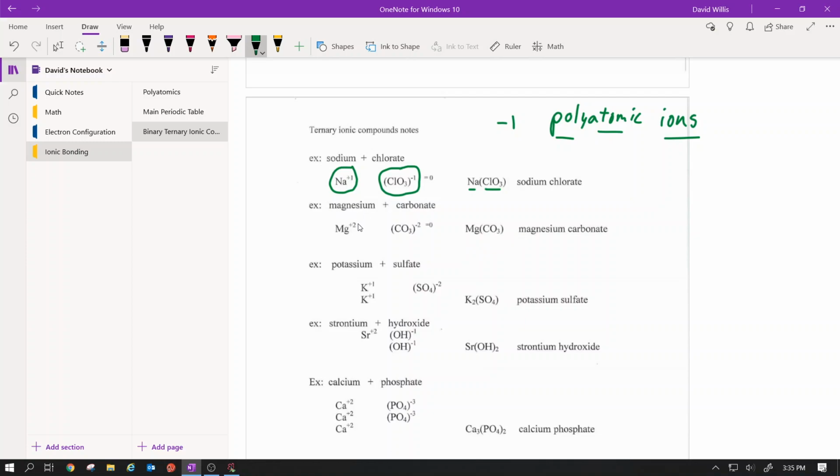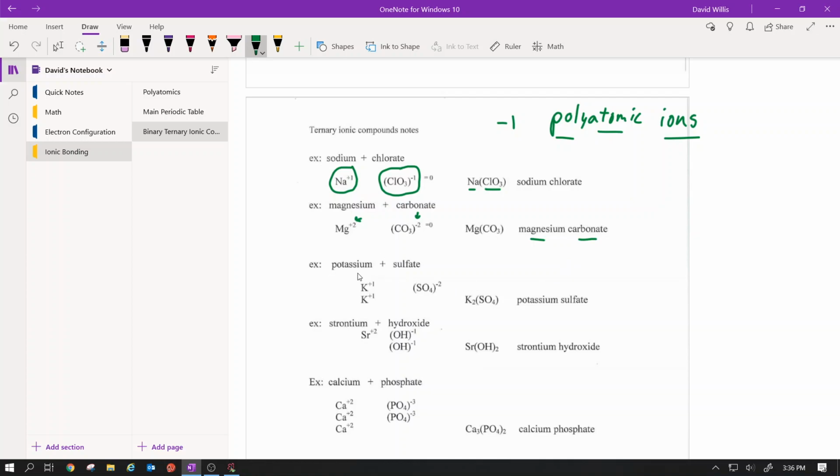Same thing that we talked about earlier. Magnesium has a plus 2. Carbonate has a minus 2. Well, this is a perfect pairing. Plus 2 and minus 2. And so again, we will just have Mg, parenthesis, CO3, close parenthesis, and have magnesium carbonate.